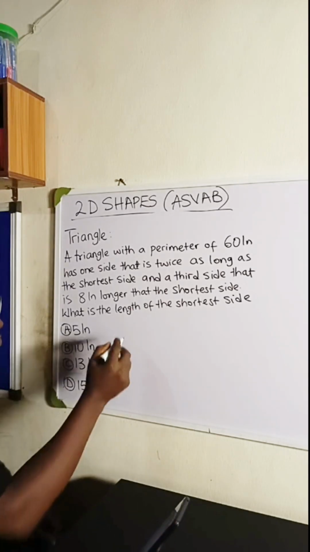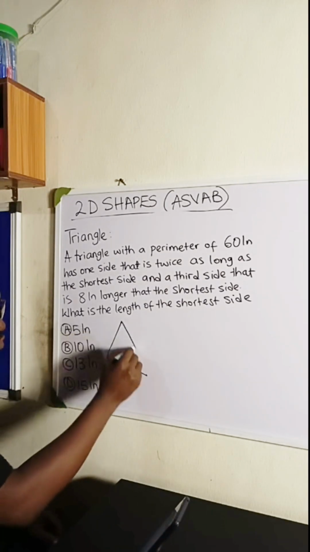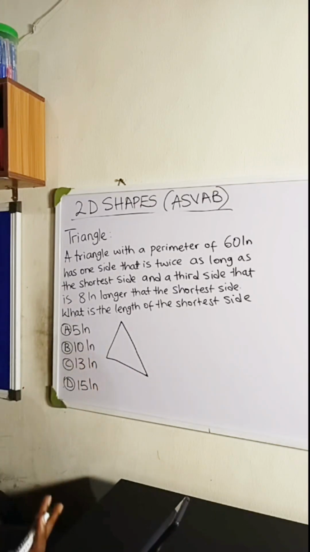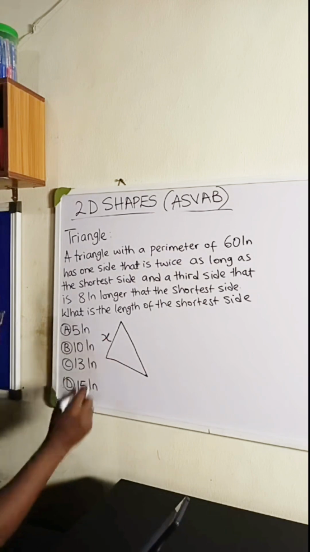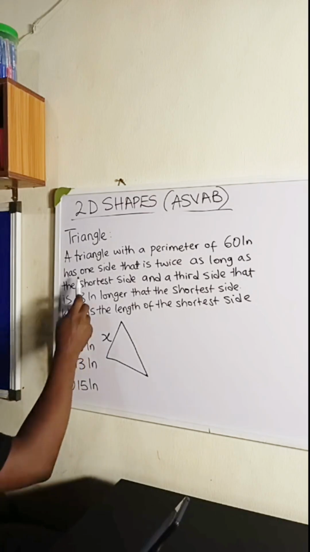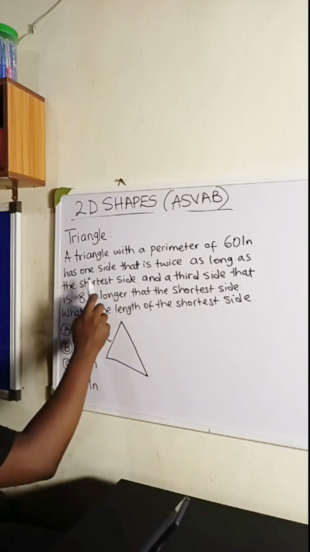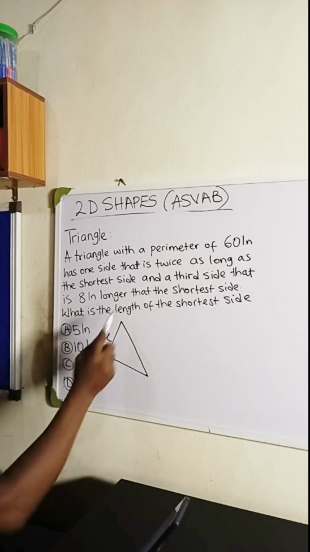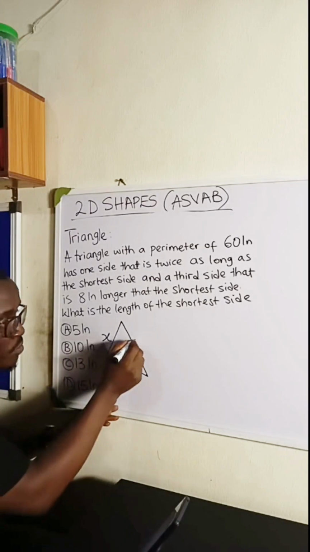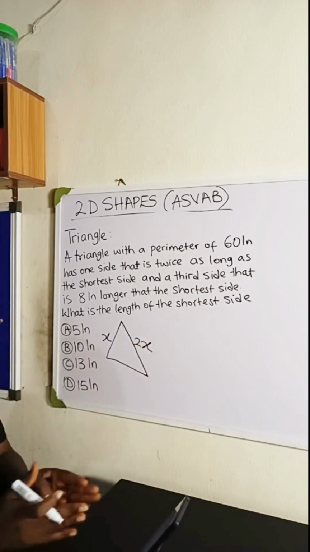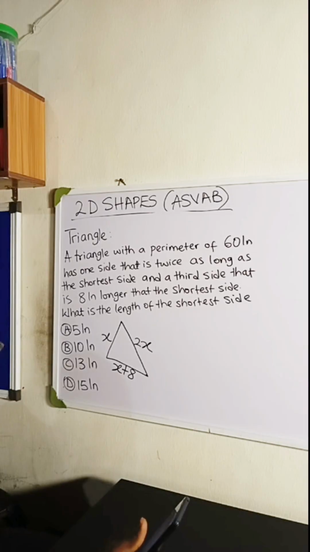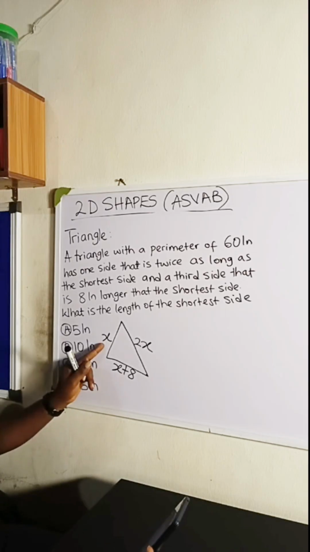So let's draw the triangle. We don't know the shape, but I just want to draw it. Let's call this the shortest side. We don't know what the shortest side is, so let's call it x. We are told that one of the sides is twice as long as the shortest side, so that would be 2x. Twice as long means double, 2 times that value. And this side is going to be x plus 8.